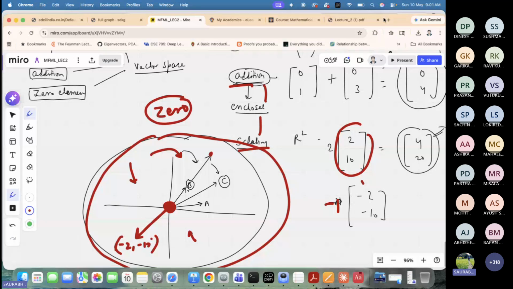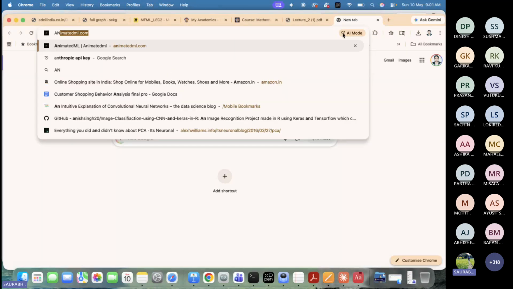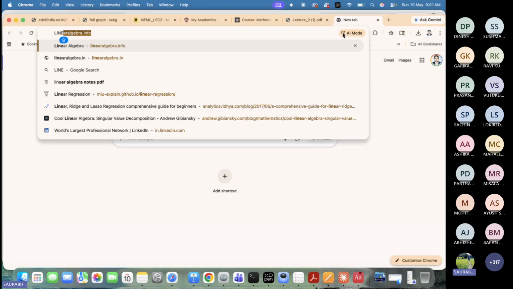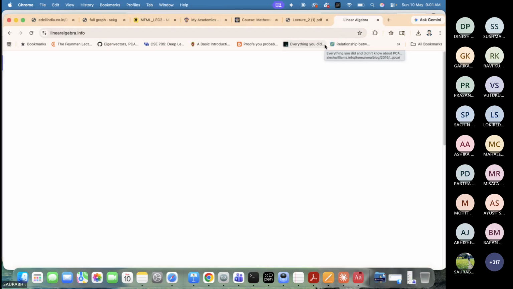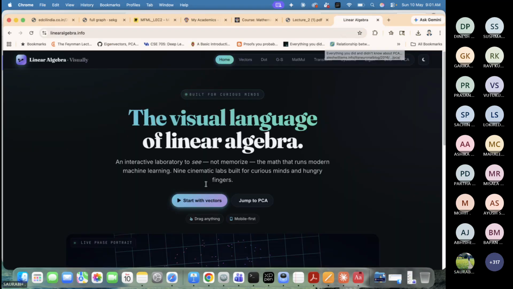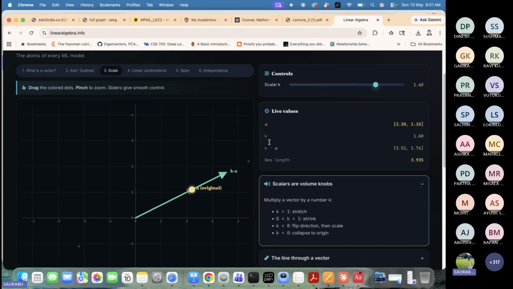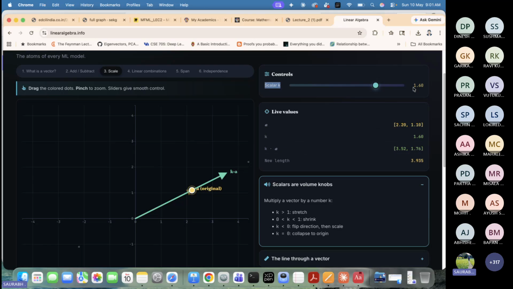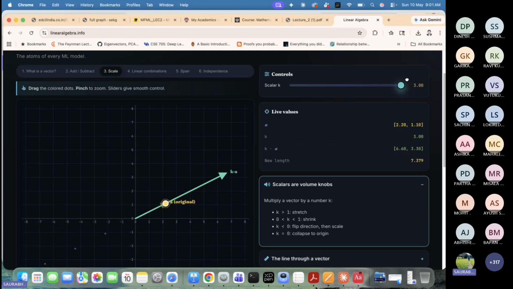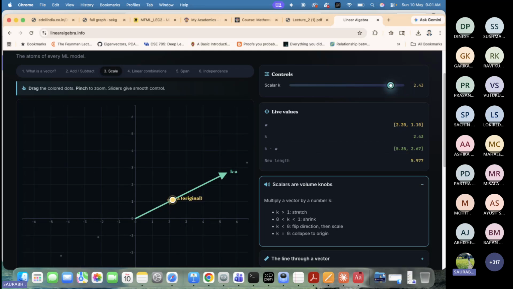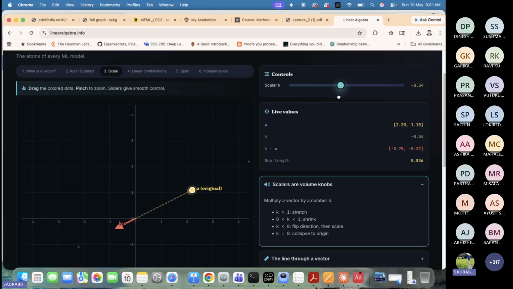For example, just to help you understand that, go to the same page, linearalgebra.info. Now think of it as scaling. This is the operation. You have a scalar number, right now it is 1.6. This is the vector 2.2 and 1.1, the original vector in yellow. When I change the scaling number to a very positive number, it gets scaled out to a very large value. When I scale with a negative value, this is what would happen.